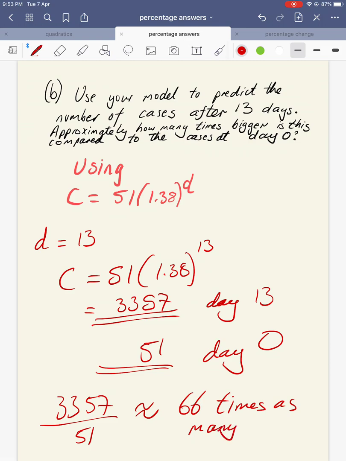So that's a pretty scary thought, and that's what exponential growth does for you. If you're increasing by a percentage amount each day rather than a linear amount each day, you are going to get very big numbers very quickly. So 66 times as many cases in only 13 days, from day 0 to day 13. Okay, so I'm going to be using a lot of those ideas in the following project.